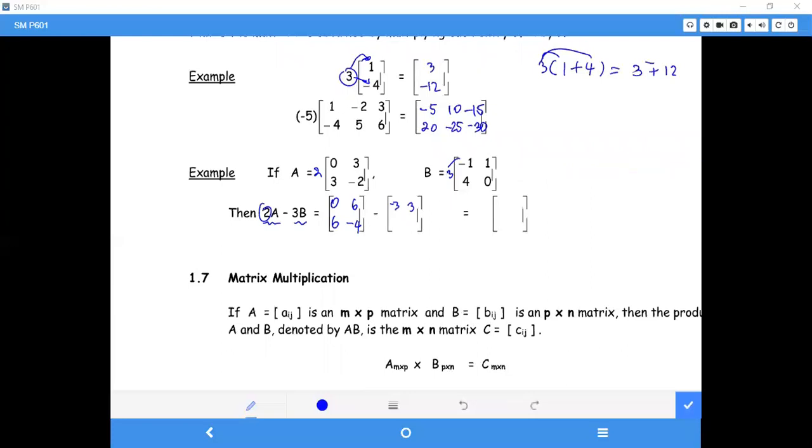Oh, what is wrong? Okay, 3 times 4 is 12, right? 3 times 0 is 0. And then you just subtract them, right? Position by position. Okay, 0 minus 3, that will be swapped to positive 3, right? 6 minus 3, that is 3 again. 6 minus 12, that is negative 6. Negative 4 minus 0, that is negative 4. Easy. Done. Right?